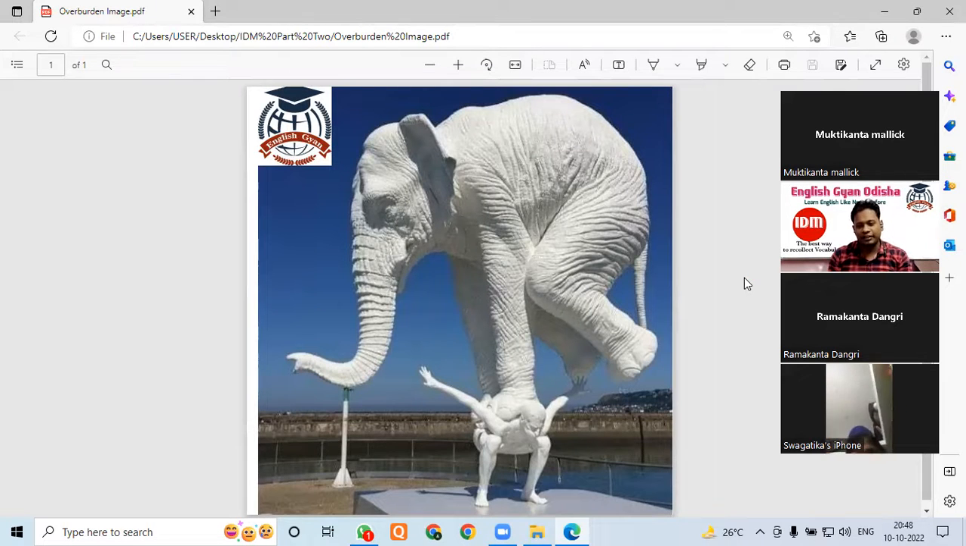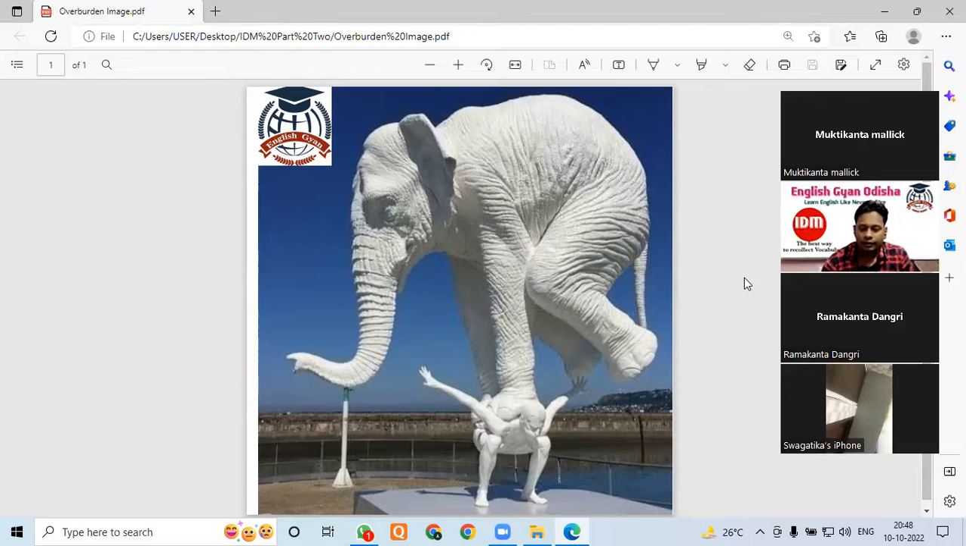Anything? Muktikan sir, can you tell me what exactly happens here? Just tell me what exactly you can see. Is it visible to everybody? Sir, I am in the bus. Yes. I request everybody to mute and speak up.